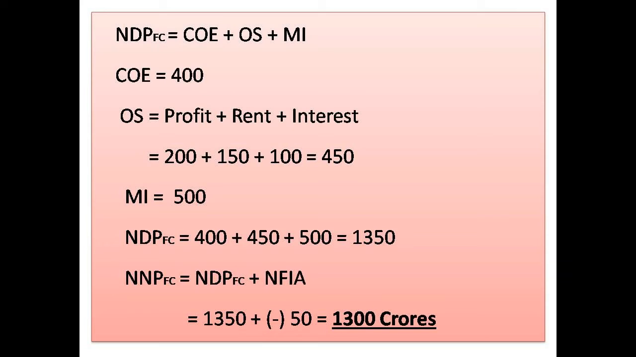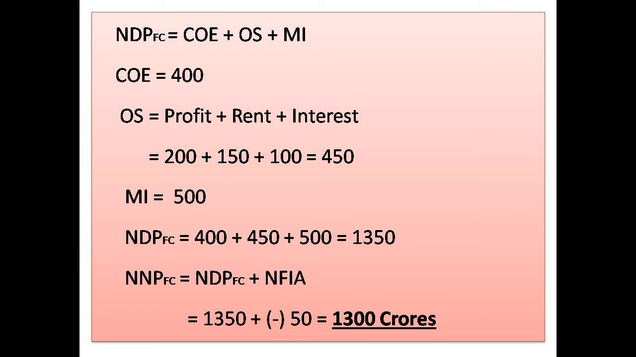NDPFC is equal to COE plus OS plus MI. We write the formula. COE we know is given in the question. It is 400. OS is profit plus rent plus interest, 200 plus 150 plus 100, we get 450. MI is directly given in the problem, it is 500. So NDPFC is equal to COE plus OS plus MI. That is 400 plus 450 plus 500. If you add up, you will get 1350.